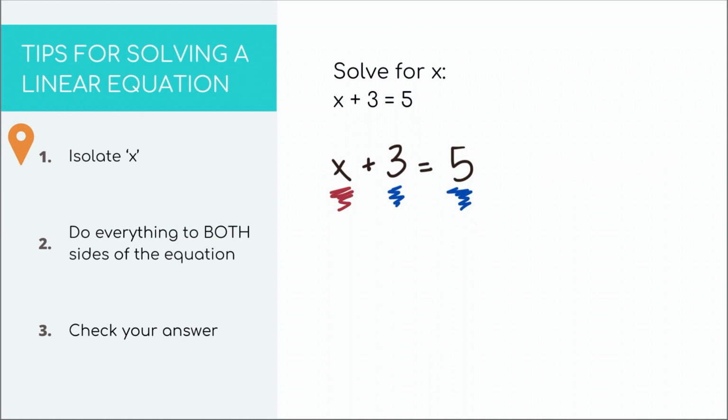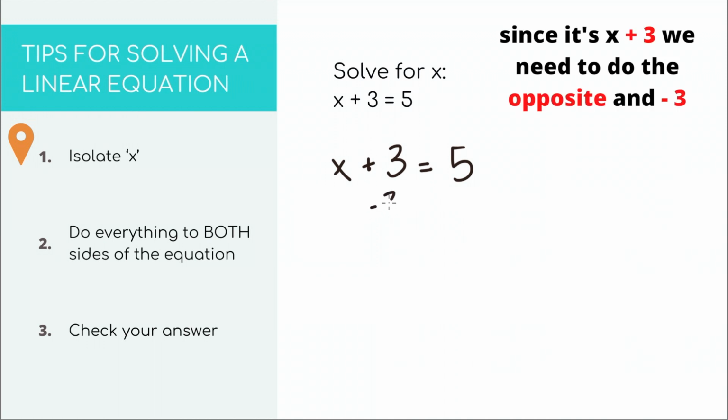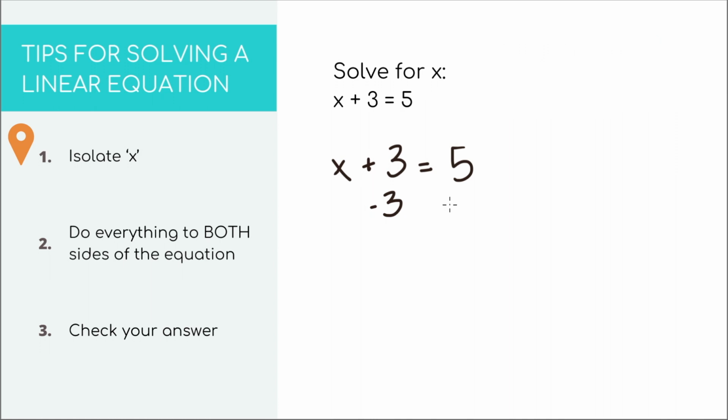In our equation, all of the x's are already on the left, but we need to get all of the numbers on the right. And we could do this by subtracting 3 from the left side. This brings us to tip number 2. Always do everything to both sides of the equation. Since we're subtracting 3 from the left side, you also have to subtract 3 from the right side.